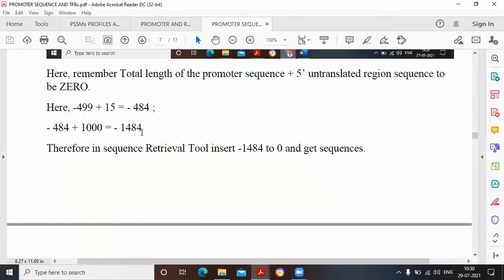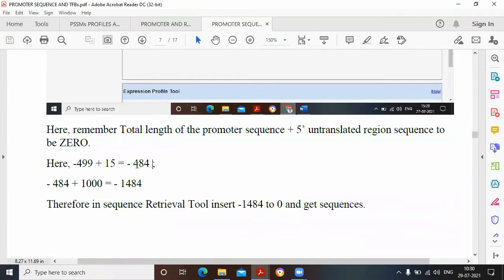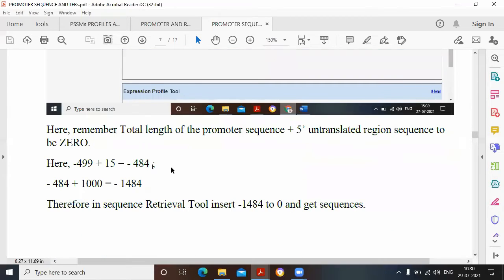How long will this upstream region be? As per the software, they have predicted the motif sites from -1000 to +100. We are considering the minus positions because we are only looking at motifs present in the upstream region. So the number we got, -484, we need to add to this -1000. Got it? So we get -1484.